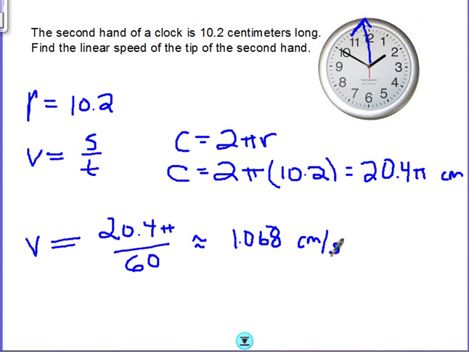Okay, so the first type of problem, we're given a radius and we're asked for the linear speed. So what you have to figure out is how far is it around your circle? That's the circumference over a given time. In this case, because it was a clock, we know it took us 60 seconds to travel all the way around, which gives us this linear speed.